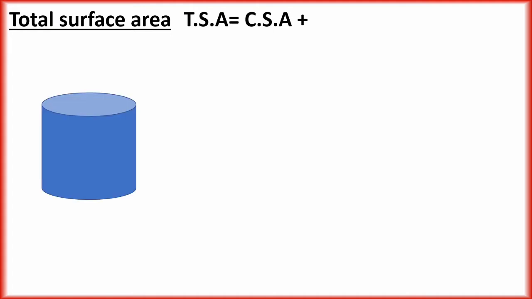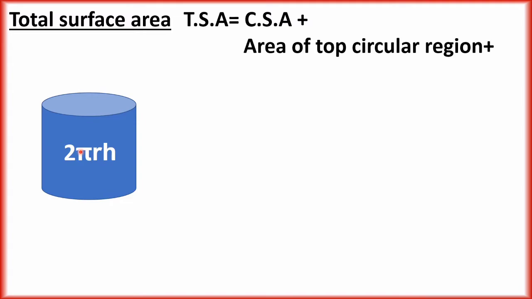Let us see how to find the total surface area. Total surface area equals curved surface area of a cylinder plus area of the top circular region. What is the area of the top? That is the circular base.